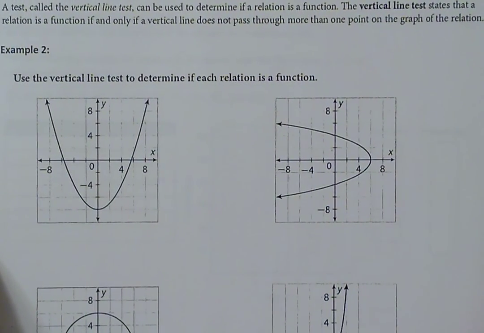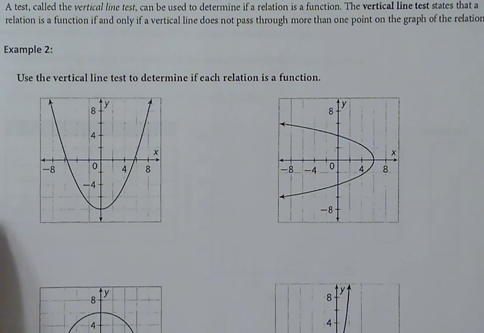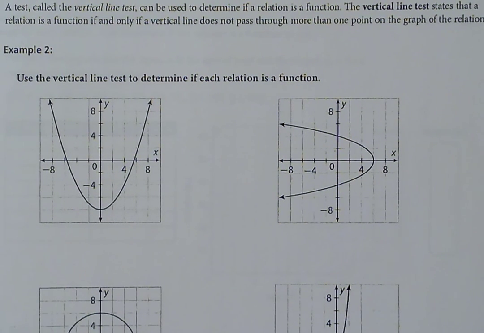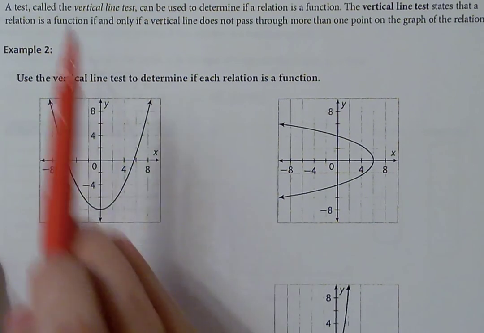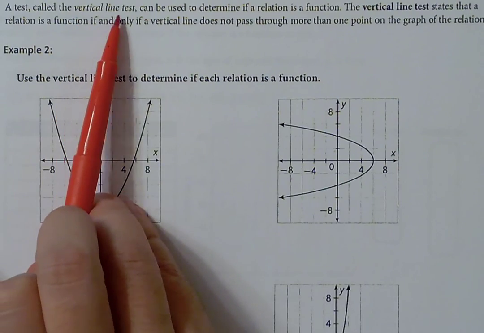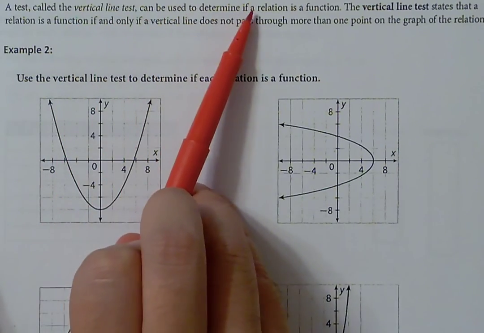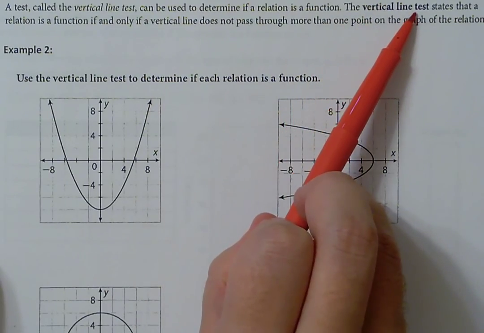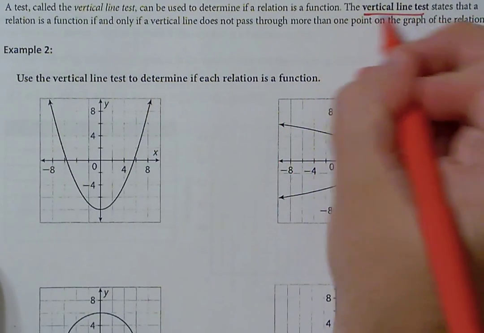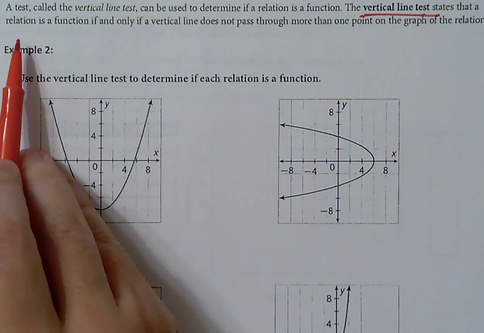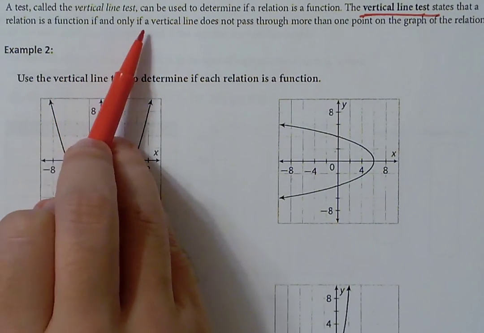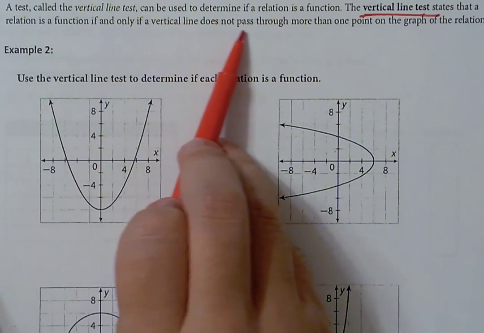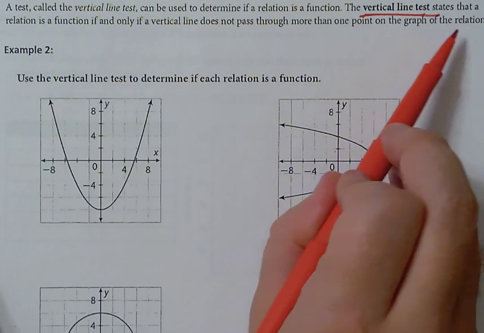So that is what this part is here. In previous math classes, you might have talked about a vertical line test. A test called the vertical line test can be used to determine if a relation is a function. The vertical line test states that a relation is a function if and only if a vertical line does not pass through more than one point on the graph.